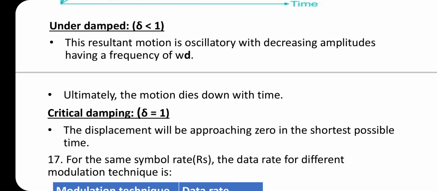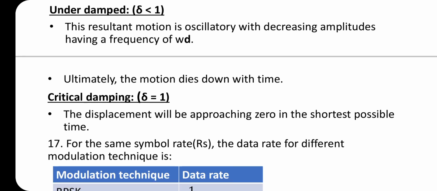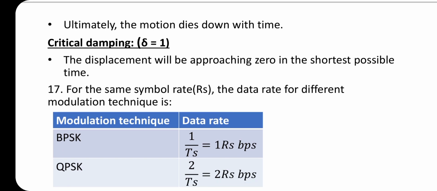Underdamped condition. Damping ratio less than 1. This resultant motion is oscillatory with decreasing amplitudes having a frequency of omega d. Ultimately, the motion dies down with time. Critical damping ratio equal to 1. The displacement will be approaching 0 in the shortest possible time.